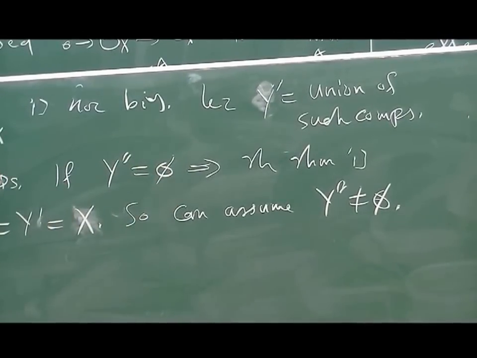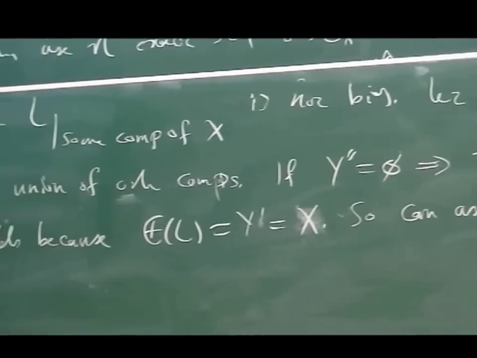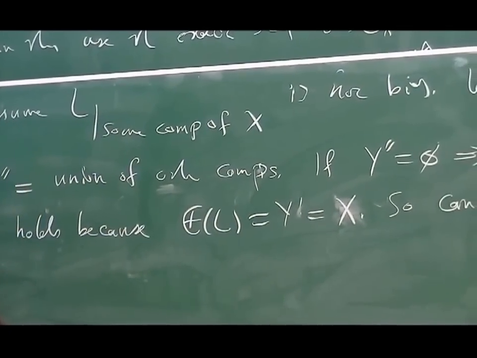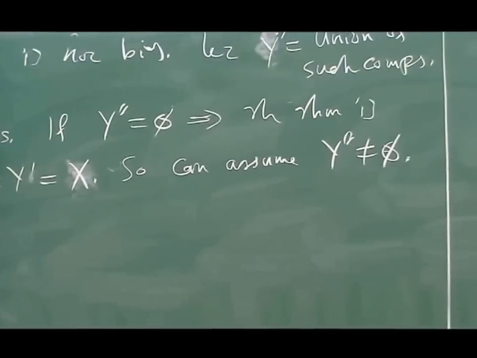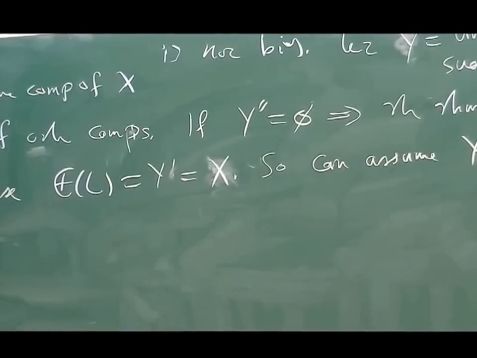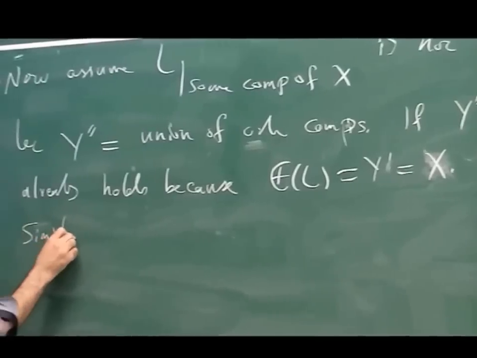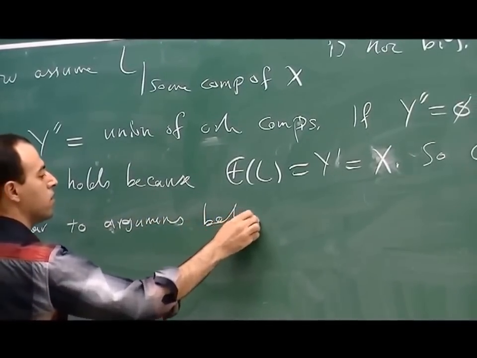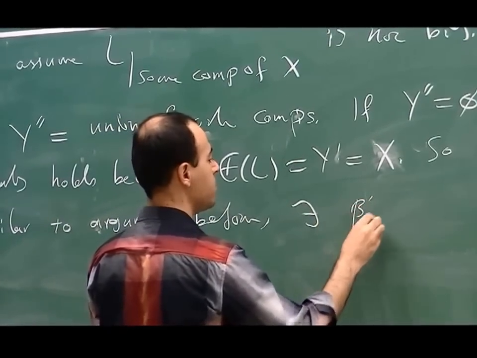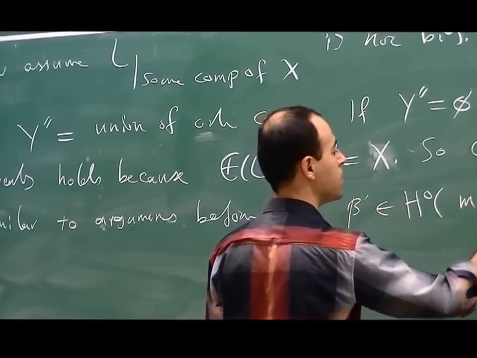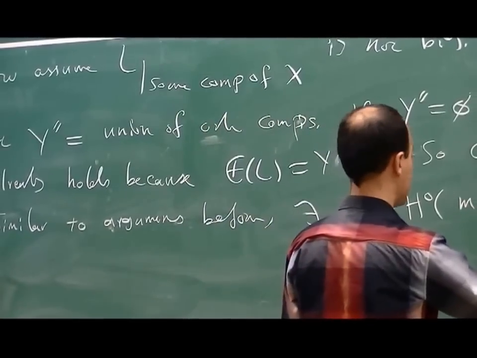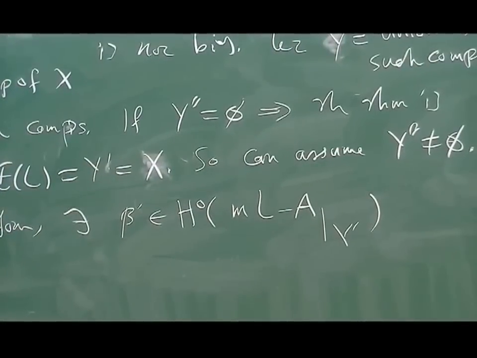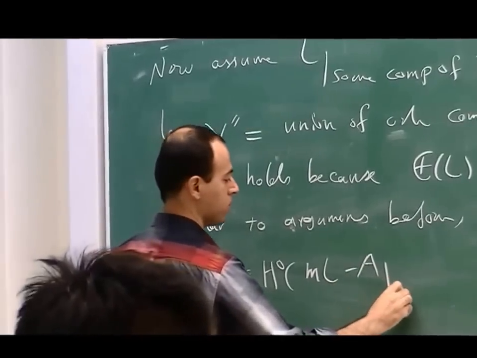So again, we go through similar tricks. We want to have certain sections on Y prime, we want to have certain sections on Y double prime, and we want to lift it to the whole space. But this goes through one maybe a little confusing trick. Okay. So what I do is similar to the case of big divisors. I take a section restricted to Y prime, and I also take another section on the other side, a section of n times L minus A restricted to Y double prime.